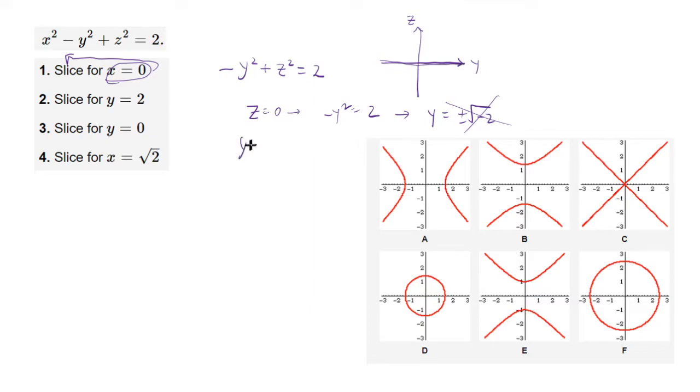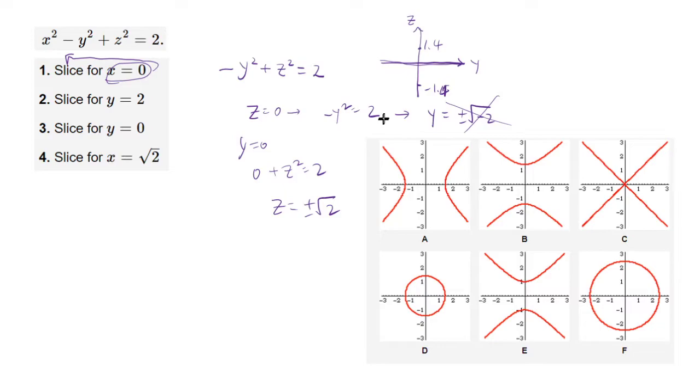On the other hand, if you plug in y equal to 0, you get 0 plus z squared equals 2, and z is plus minus square root of 2. So we know that square root of 2 is about 1.4. So 1.4, negative 1.4. You have some kind of a curve.